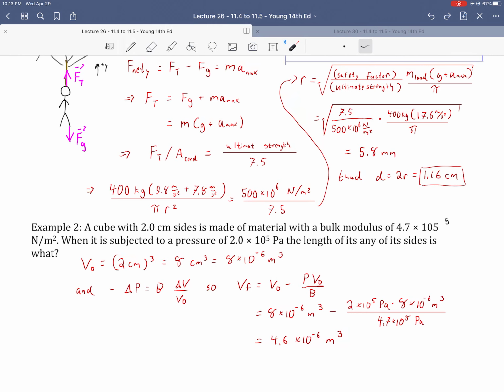But we weren't asked for the final volume. We were asked for the final side length. So we need to go ahead and take the cube root of that. And that gives us 0.17 meters. Of course, it's a much larger number, right? Because you're taking a cube root of a very small number, which gives you a larger number, or 1.7 centimeters.